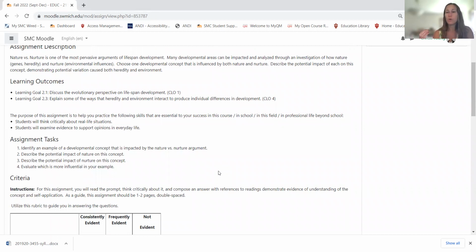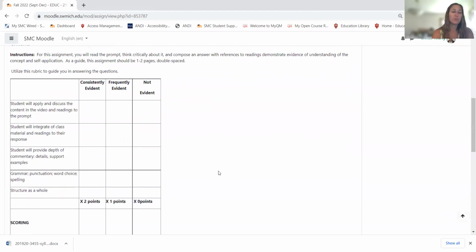So what would nature potentially do on this concept? And what would nurture potentially impact this concept? And then I want you to look at which one do you think is more influential? Again, there's not really a right or wrong answer as long as you do it thoughtfully and completely and explain your rationale. This is your rubric that you can expect me to grade these on.